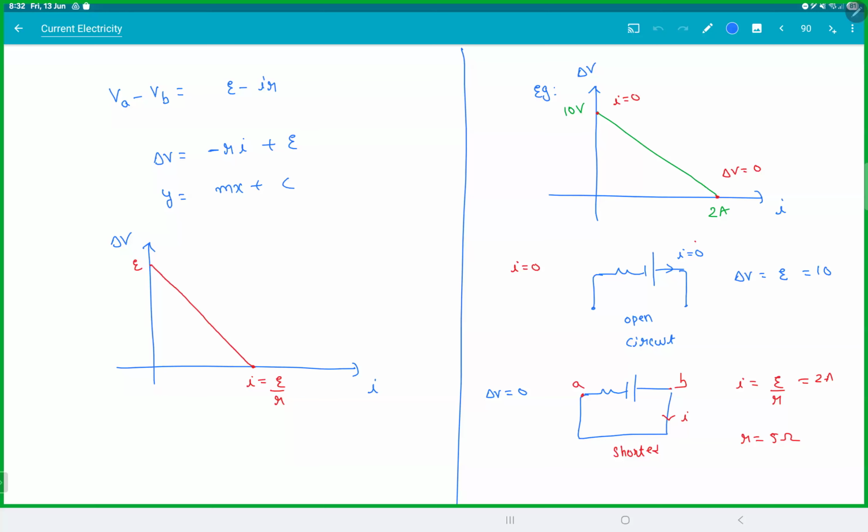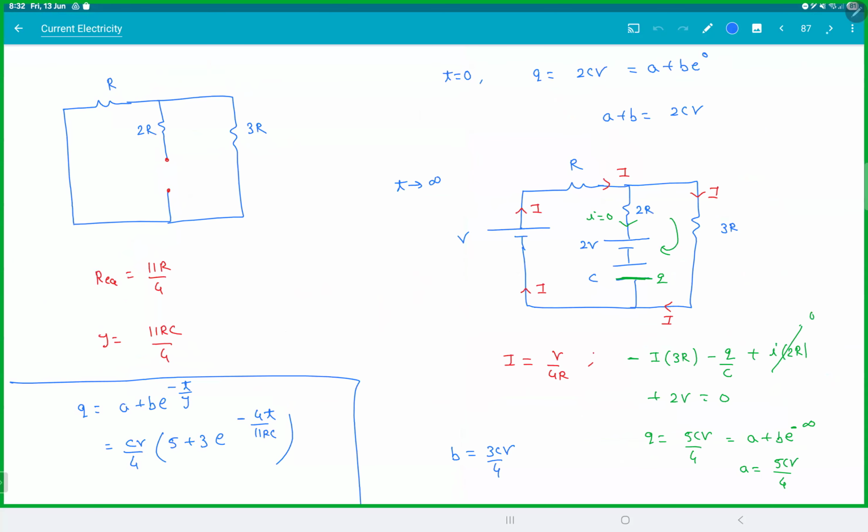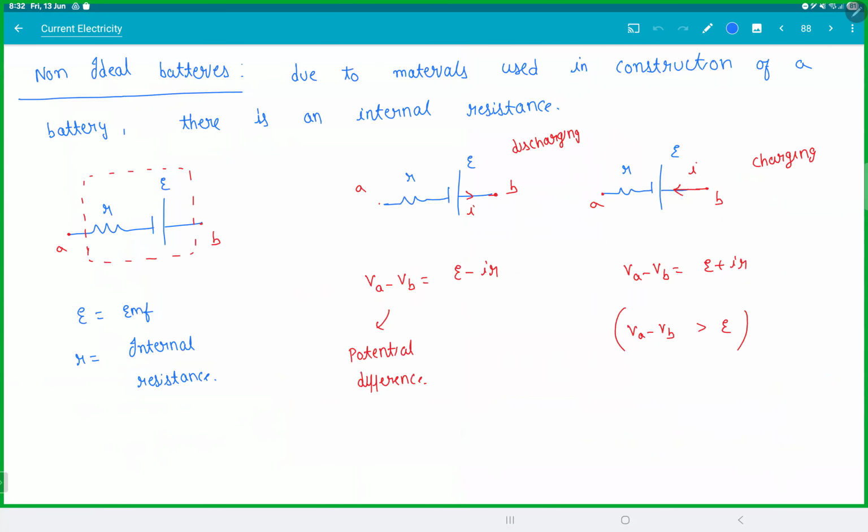The last thing we did was non-ideal batteries. Great. So before going ahead, let's do one problem. Then we'll go ahead with this.